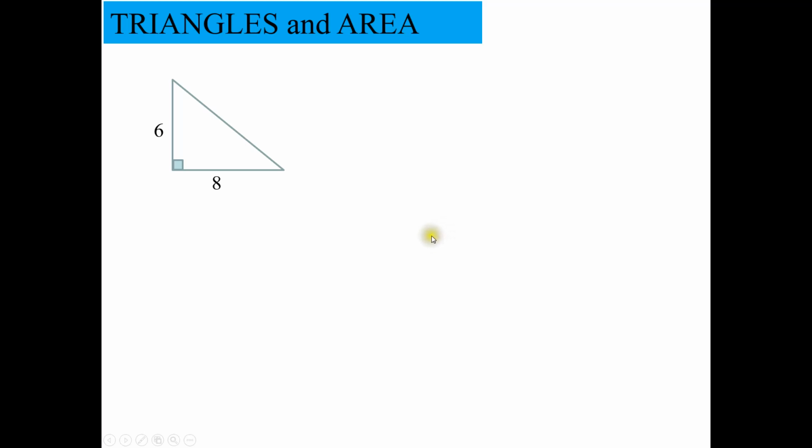Okay, triangles and area. If you have a triangle that's a right triangle, then you've got a base and a height built in, right?